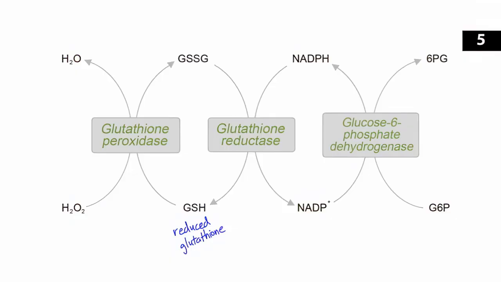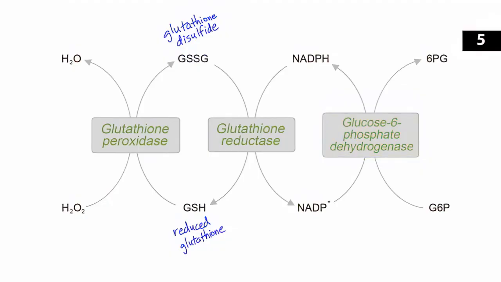So once reduced glutathione has reacted with hydrogen peroxide, it's no longer reduced glutathione. It's been oxidized. So now it's glutathione disulfide, which is GSSG. So now we need to convert that back to reduced glutathione. And the enzyme that does that is glutathione reductase. And that enzyme uses NADPH as an electron donor. Then to keep a steady supply of NADPH around, we need G6PD, glucose-6-phosphate dehydrogenase.